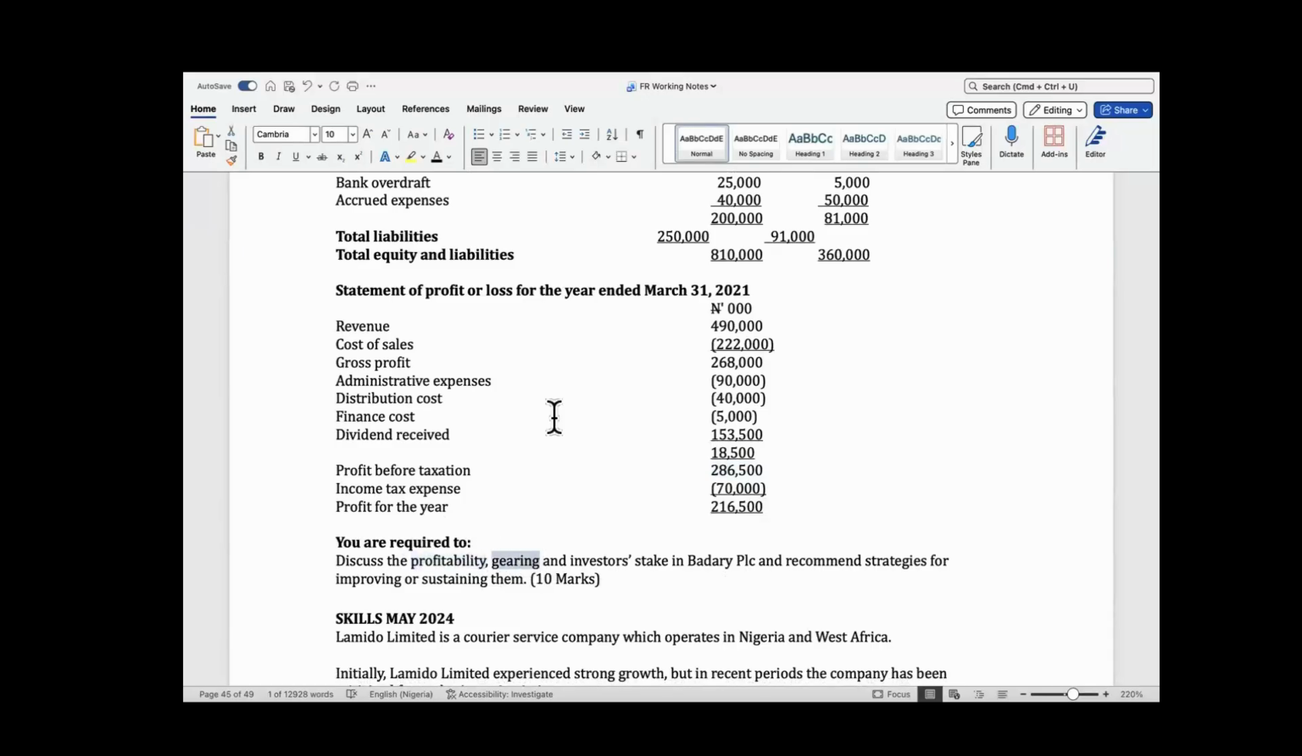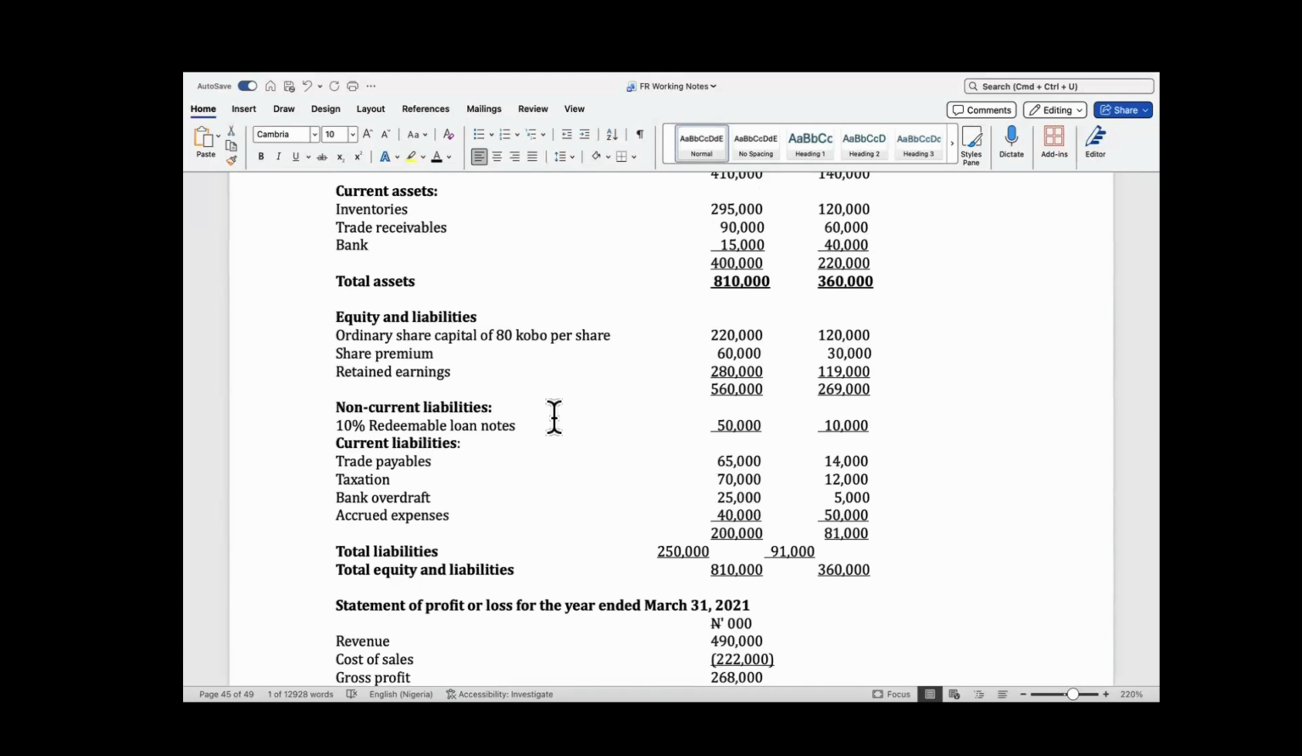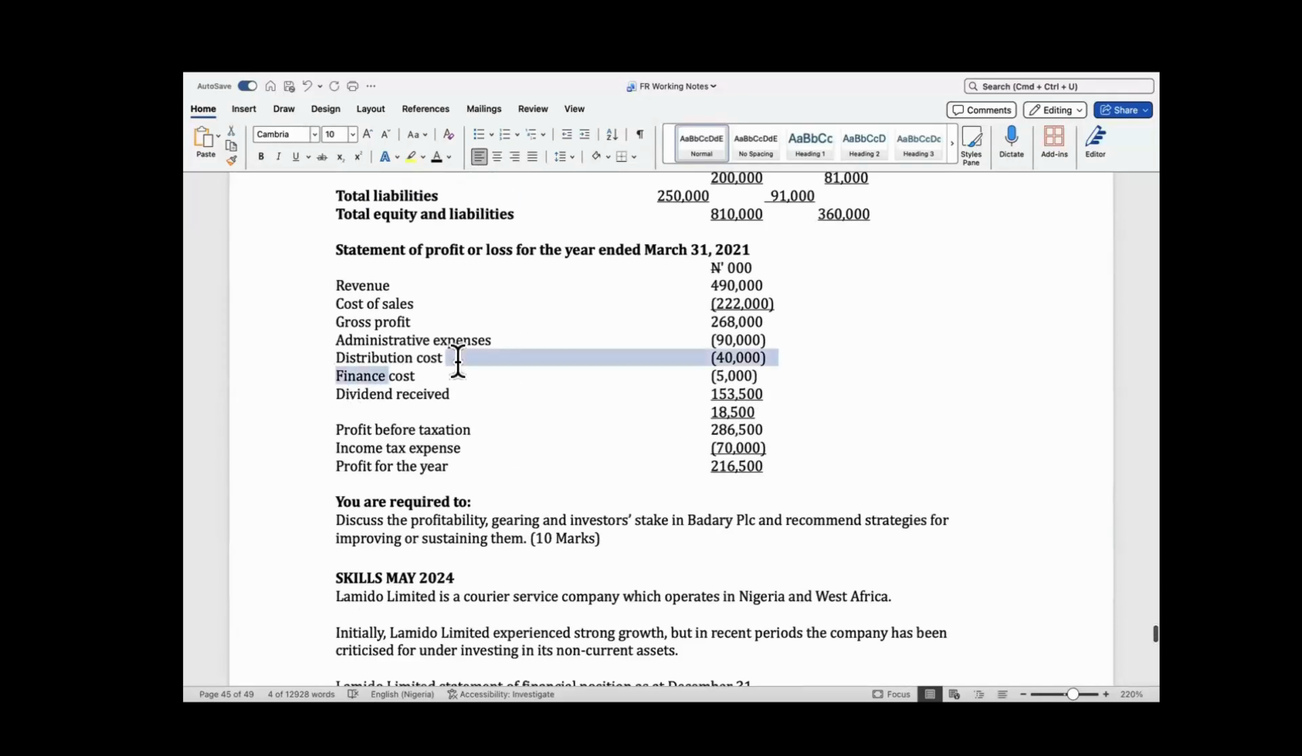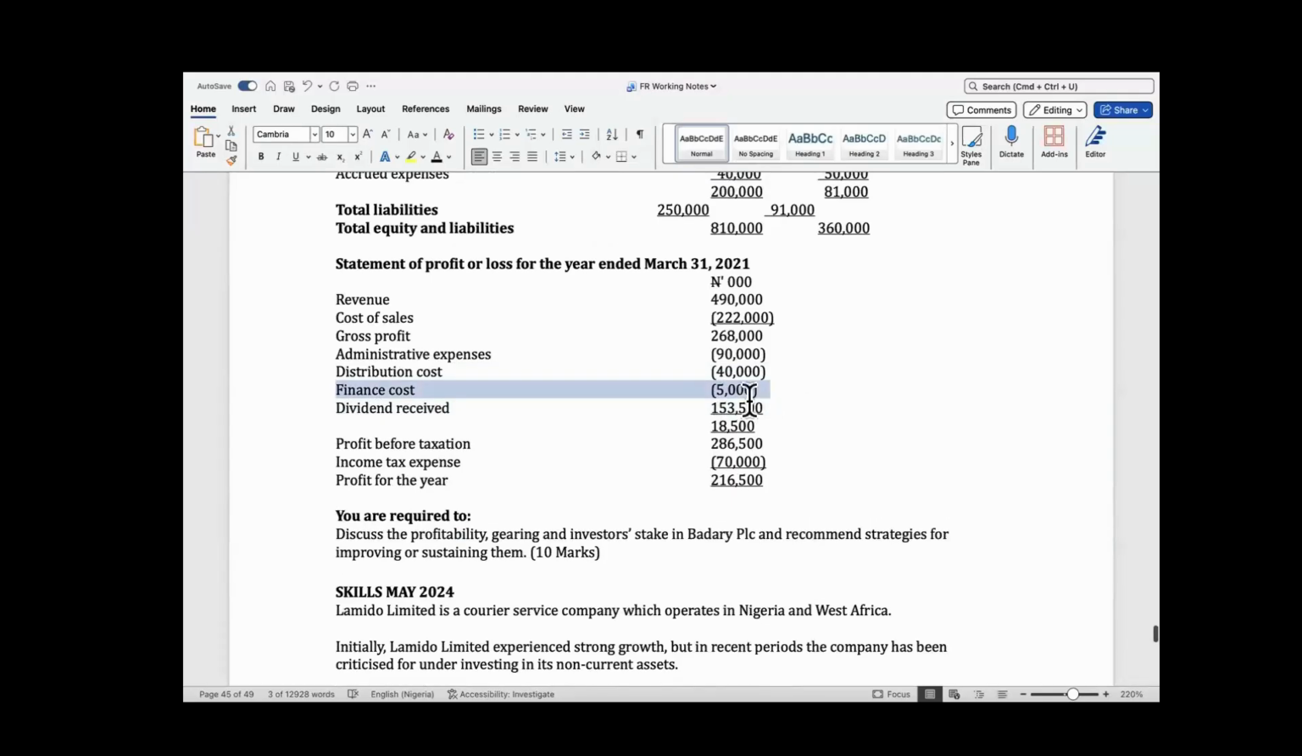Then for gearing, you compute two ratios for that. You would compute gearing ratio, debt over debt plus equity. Then you would also compute interest cover. Interest cover is a major one, which is PBIT.